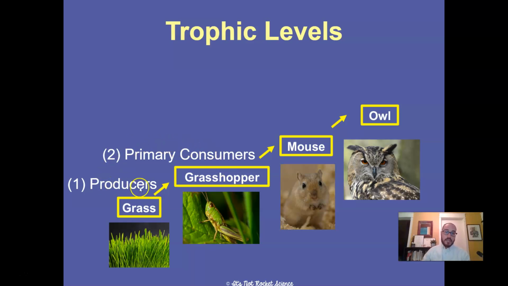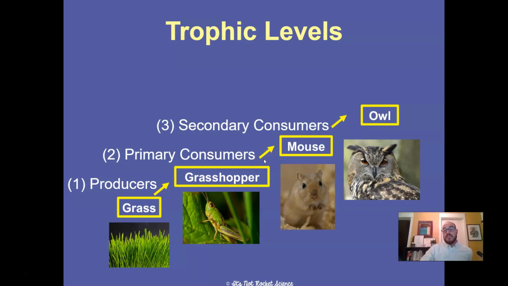So make sure you don't get this confused, okay? Level 2, your second trophic level, is going to be your first consumer, okay? Even though it says it's the second trophic level, it's going to be your first consumer. Why? Because the very first energy source is going to be your producer. So the first trophic level is always producers. The second trophic level is always going to be your primary consumers.